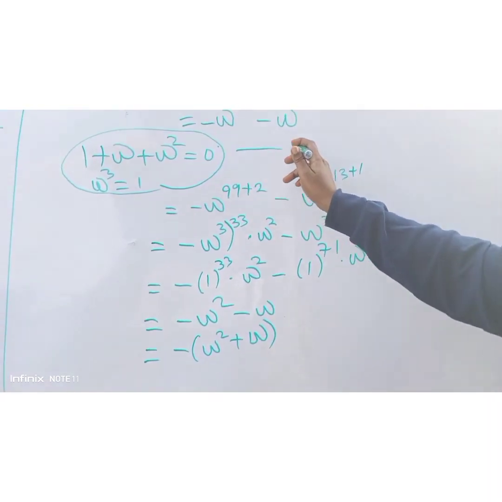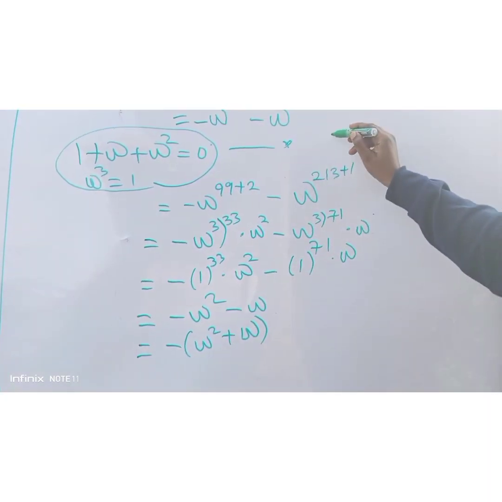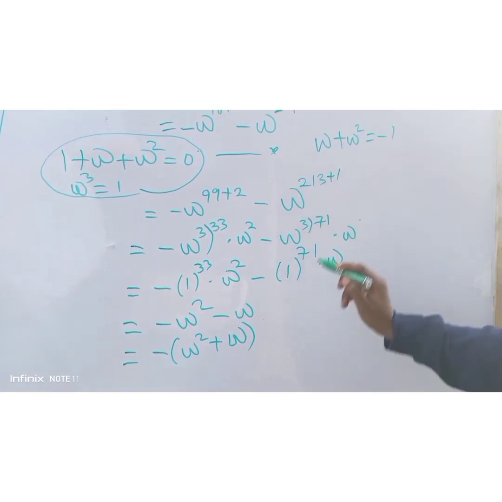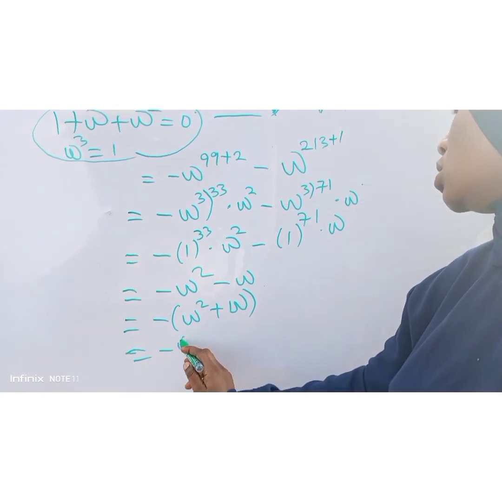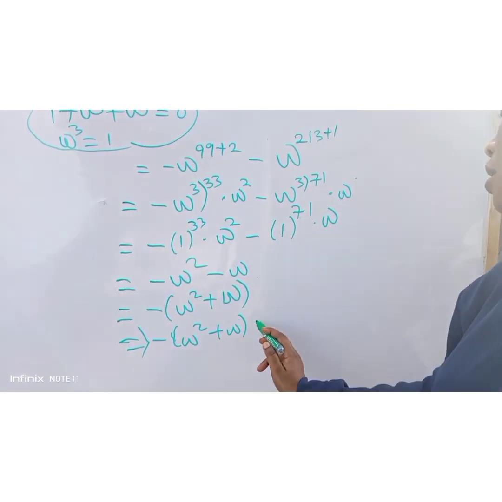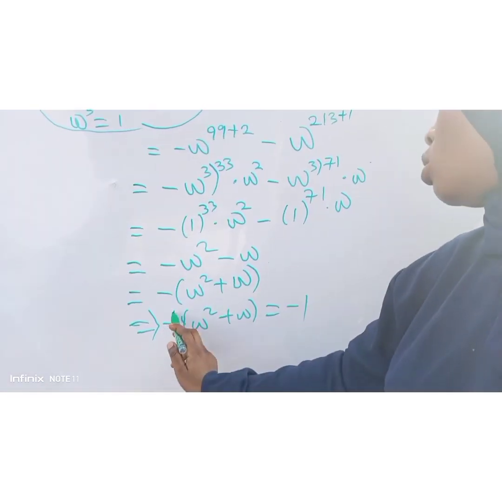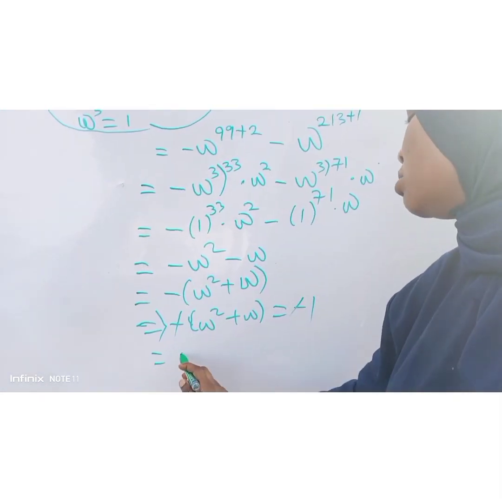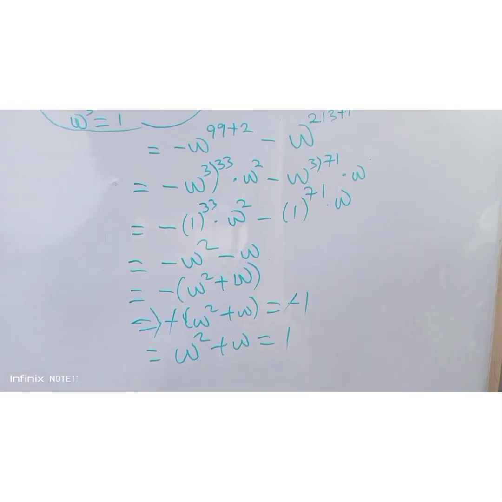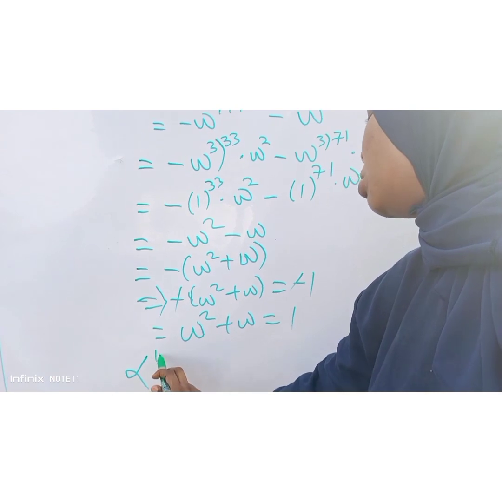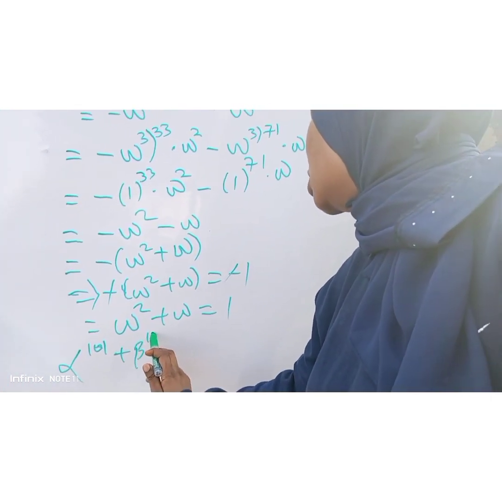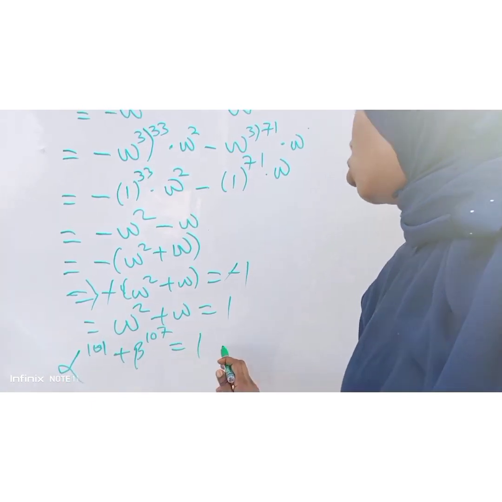From this equation, let me call it asterisk, you can see that omega plus omega squared is equal to minus 1. So let's substitute. Minus, omega squared plus omega, will give me minus minus 1. So minus cancels minus, which means omega squared plus omega is equal to 1. So alpha raised to the power of 101 plus beta raised to the power of 107 is equal to 1. Thank you.